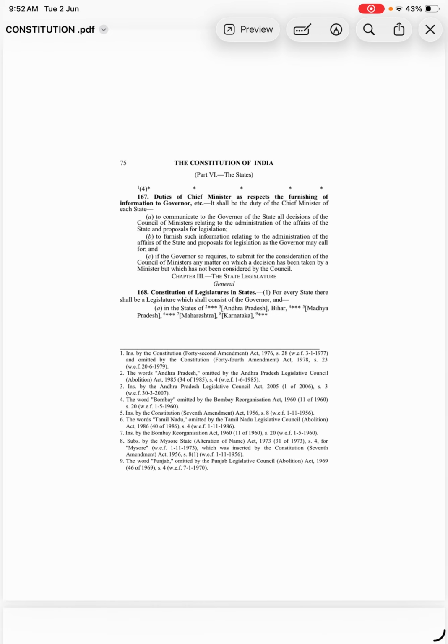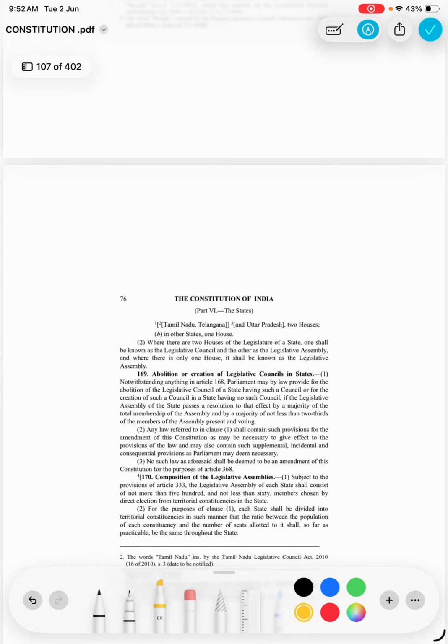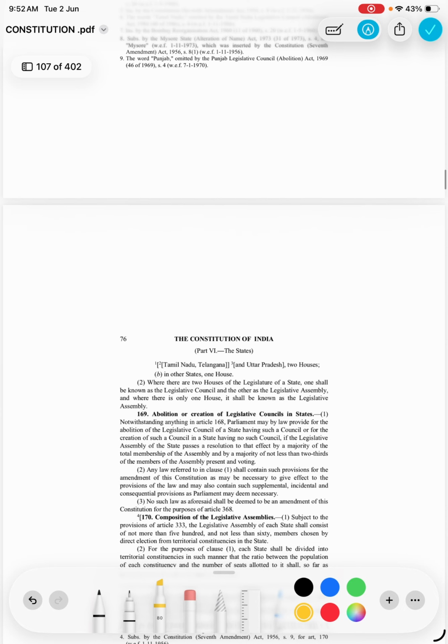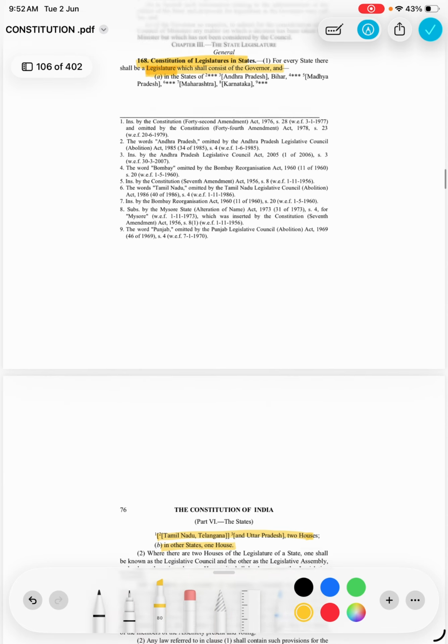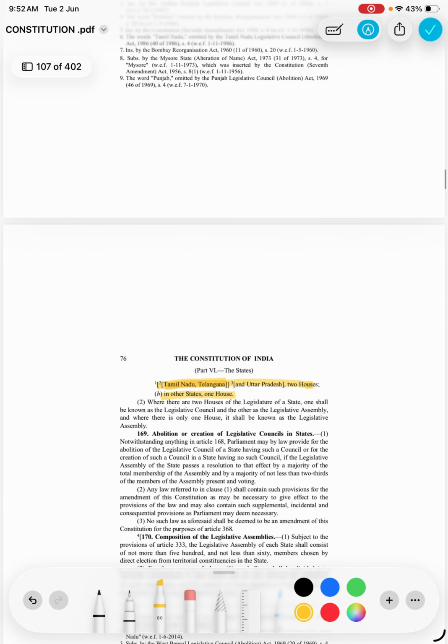Here we have 168, Constitution of Legislatures in State. What does it mean? For every state there shall be a legislature, which shall consist of the governor, and in the states of Andhra Pradesh, Bihar, Madhya Pradesh, Maharashtra, Karnataka, Tamil Nadu, Telangana and Uttar Pradesh, two houses. In other states, one house. So it clearly mentions the legislature, in whichever states you have two houses, those are the legislature of the state, and in whatever states you have one, that is the legislature.